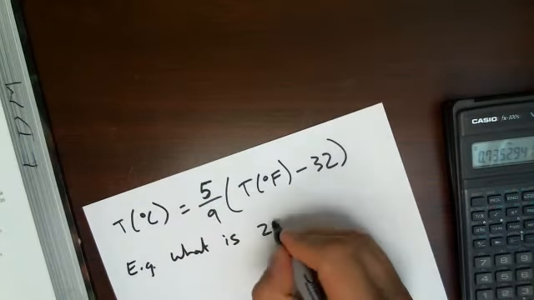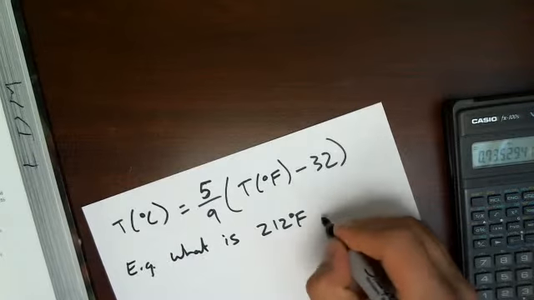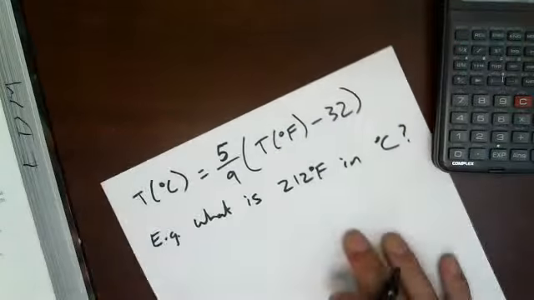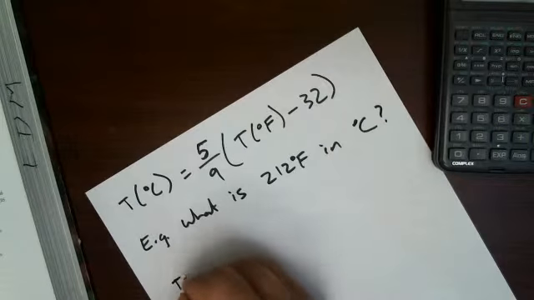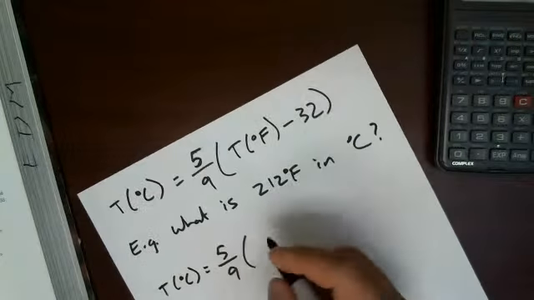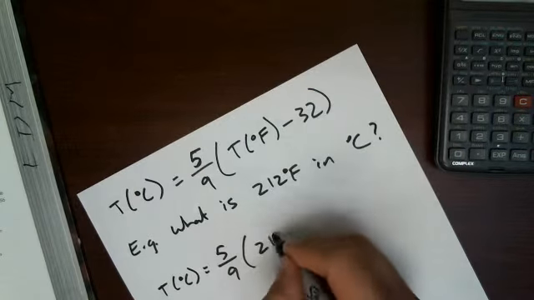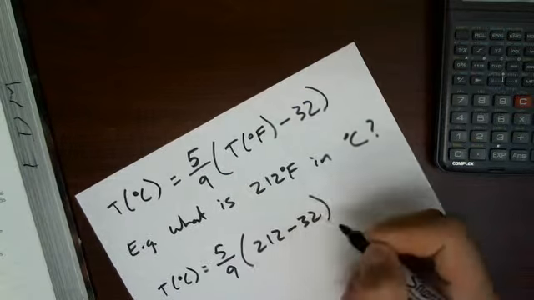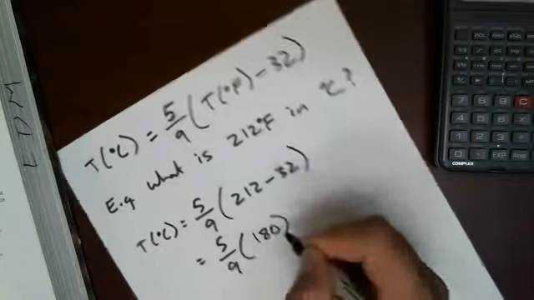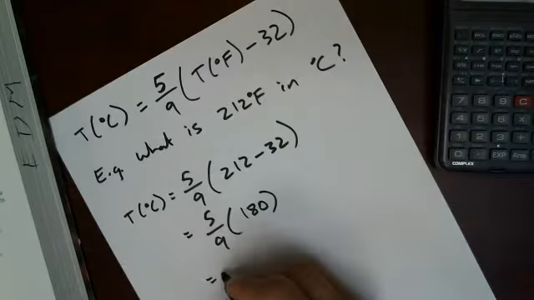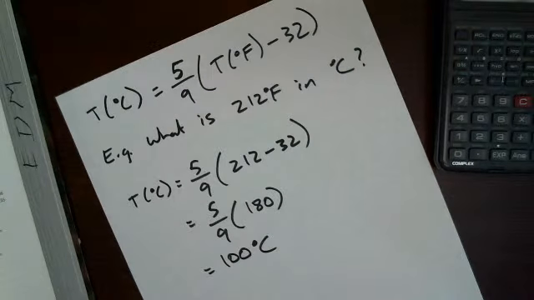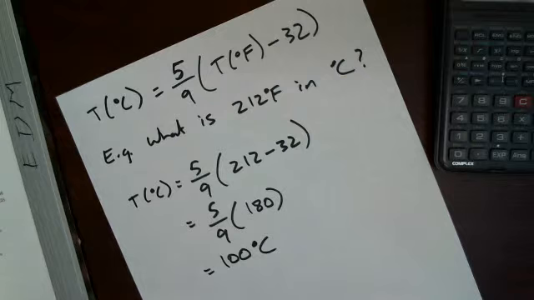For example, what is 212 degrees Fahrenheit in degrees C? Okay, and so you know that water boils at 212, and we'd have temperature in degrees C equals 5/9 of, in this example, 212 take away 32, equals 5/9 of 180, and that is going to give us our 100 degrees Celsius. Okay, so that'll be a question that you'll be asked about.